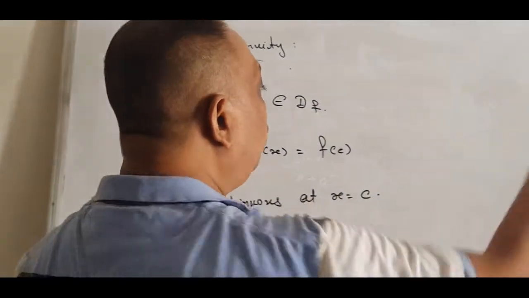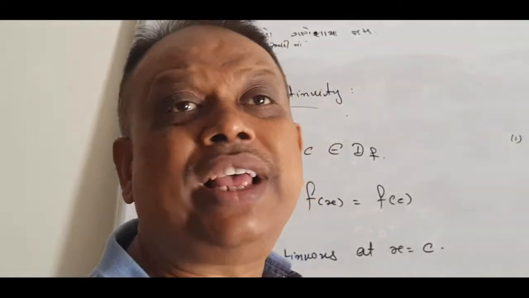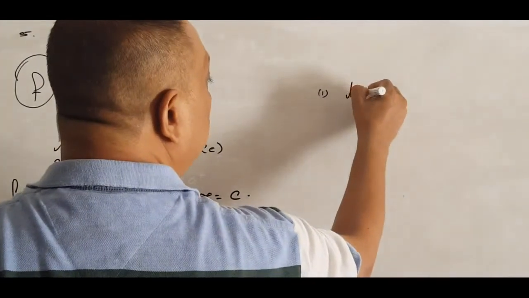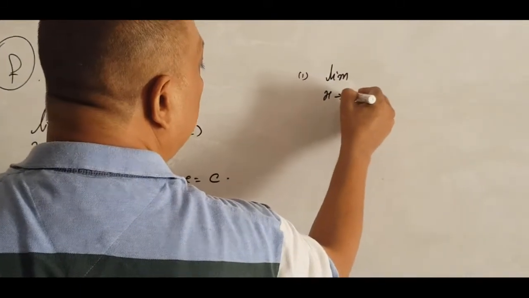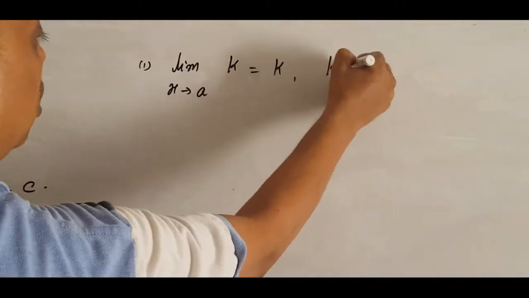See, a few things are also important here. Here you can say constant functions are always continuous. I will just give you one example: limit of x tends to a, k is equal to k, where k belongs to the real numbers.